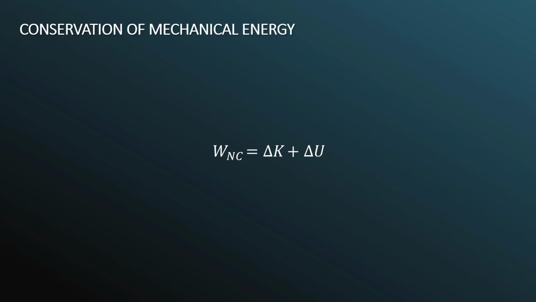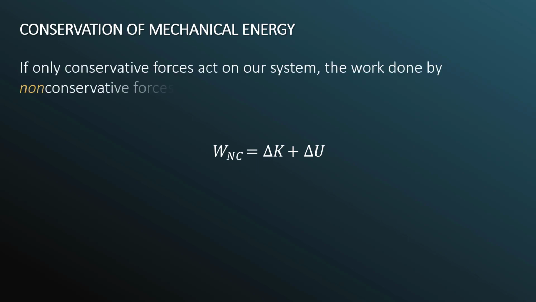Now this brings us to conservation of mechanical energy. What if we only have conservative forces acting on our system? What does that mean? It means that the work done by non-conservative forces must be zero. Well, the work done by non-conservative forces is on the left-hand side of this equation. But if there are no non-conservative forces, then that simply becomes zero. So what does this mean?